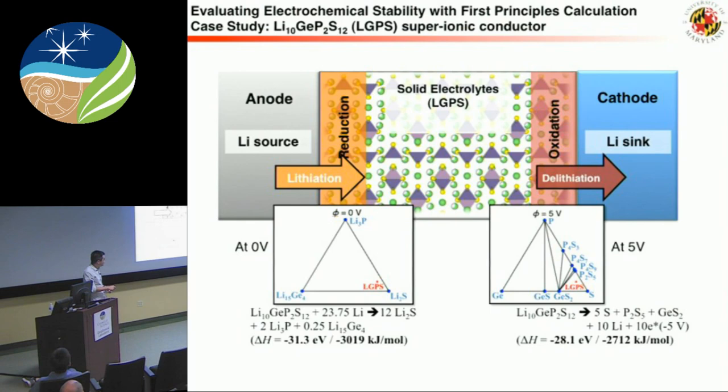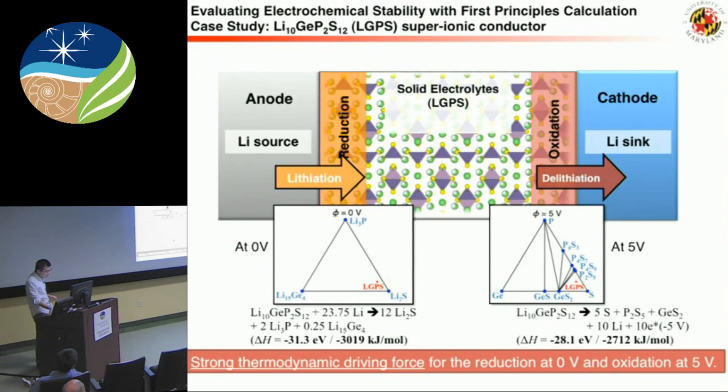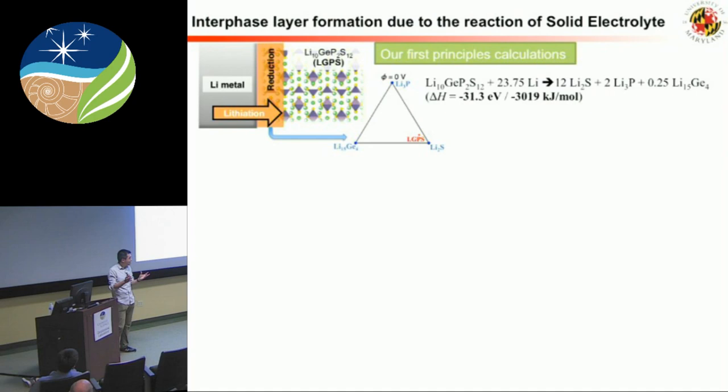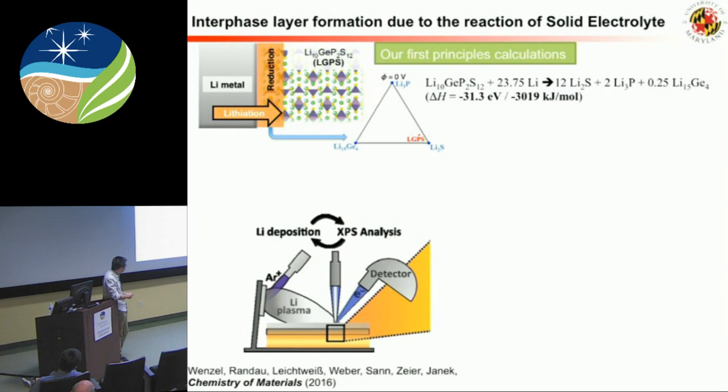I think the big advantage of doing computation here is that when a new material just comes out, there's no thermodynamic data really available, so you cannot get it from other databases. But through computation, we can calculate the energy easily, so we can carry out this analysis very straightforwardly. Our calculation essentially shows that there is a strong thermodynamic driving force for potential reaction to happen at the interface. This is what we predict if you really want to use lithium metal.